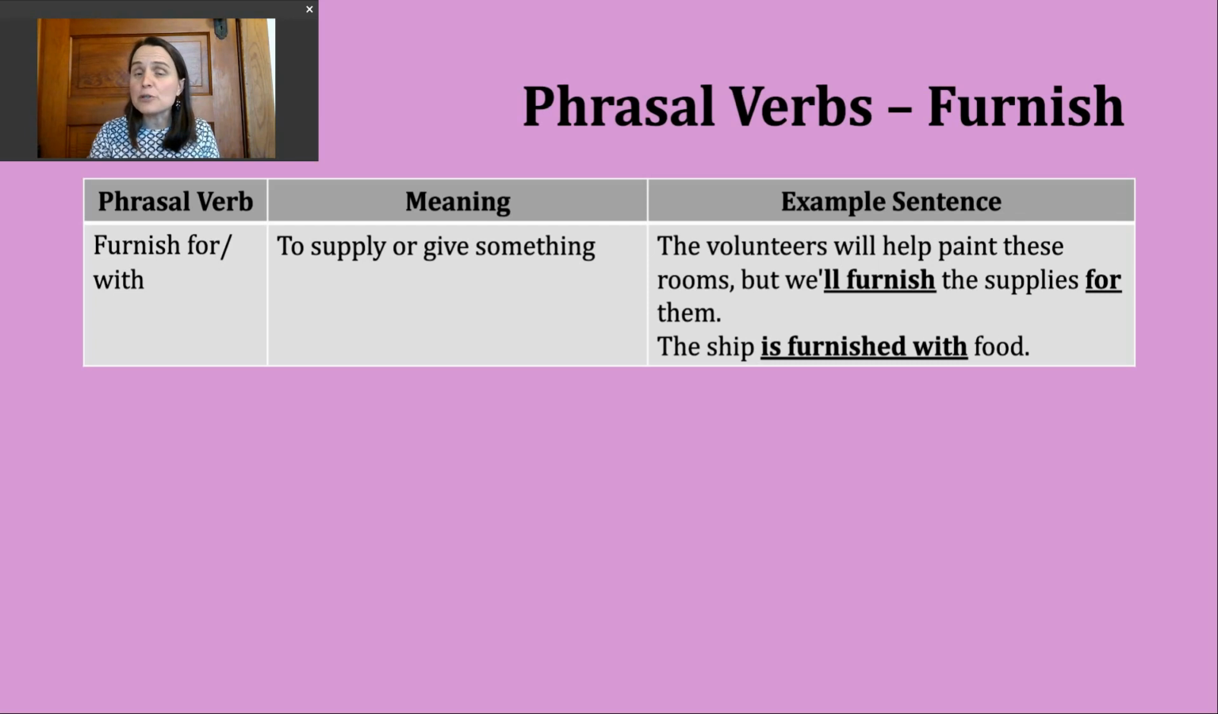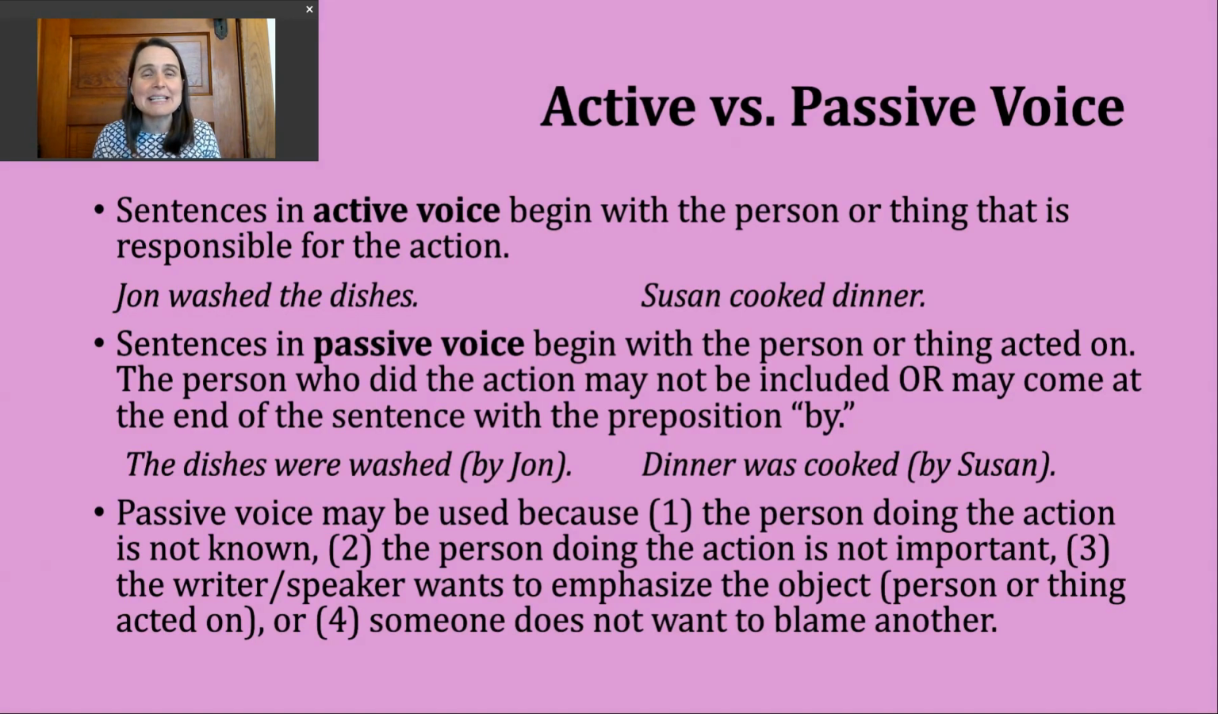Now, before we do a little more practice making sentences with our verb of the day, I want to talk to you and review active and passive voice. Most of the time when I make sentences in my videos here, I use the active voice. And that's what you're going to hear and see the most as you're reading in English. An active voice sentence begins with the person or the thing that is responsible for the action. Sometimes it's helpful to think about the person or thing doing the action.